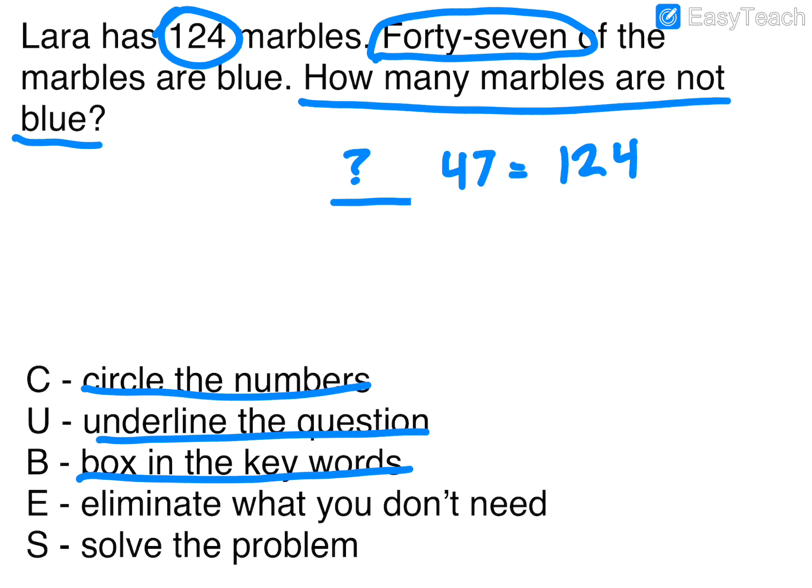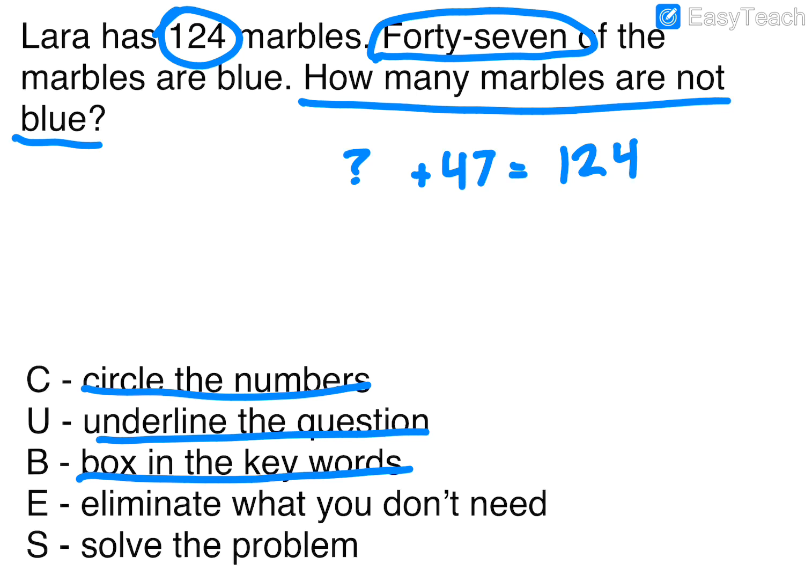So if I read back through the question, it says Laura has 124 marbles. That's how many she has altogether. We've got that. 47 of the marbles are blue. We've got that. How many of the marbles are not blue? So if I only have 47 out of my 124 here, that means I'm going to add something else to get all the way up to 124.